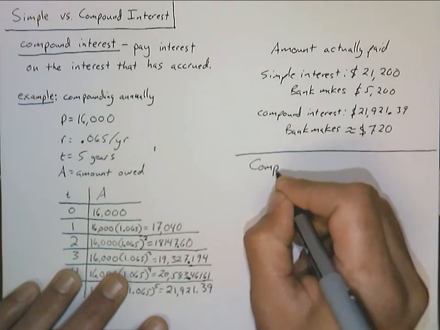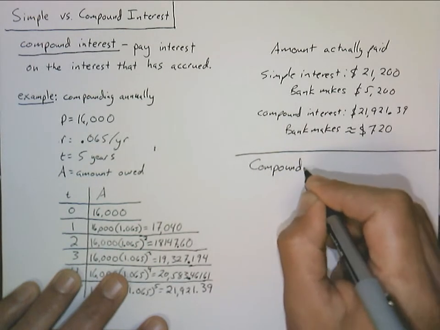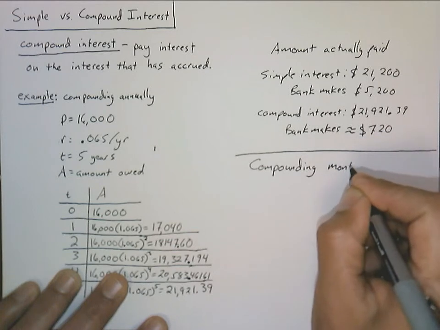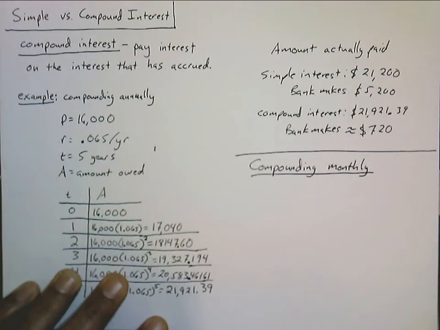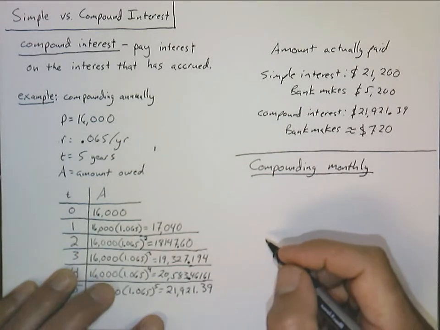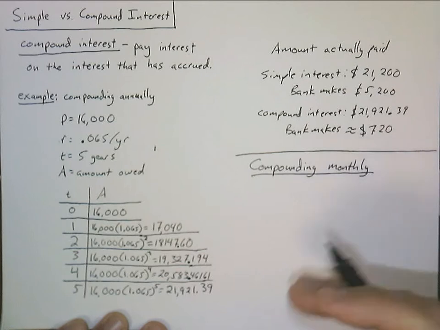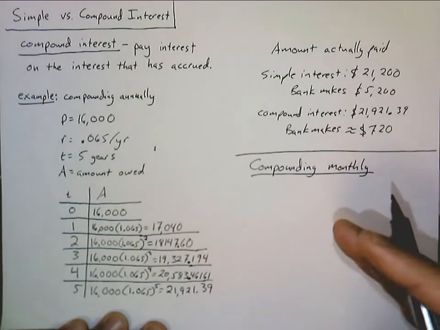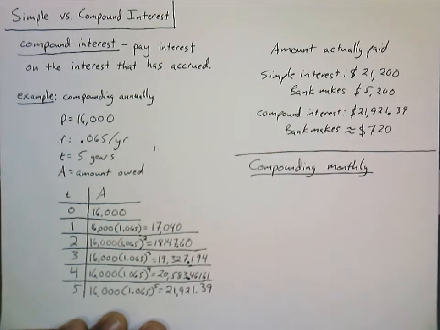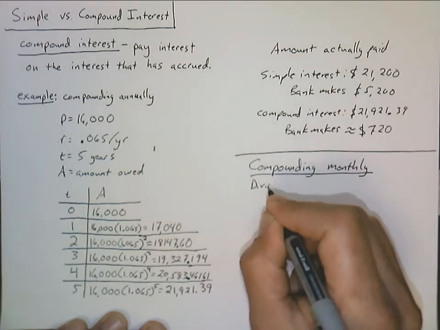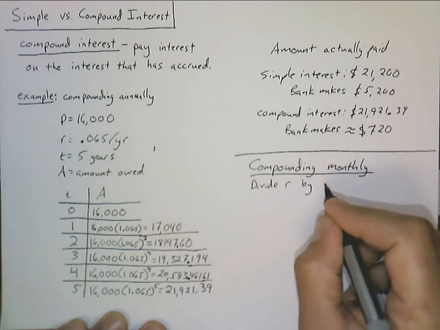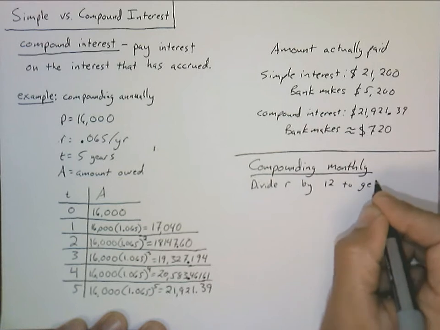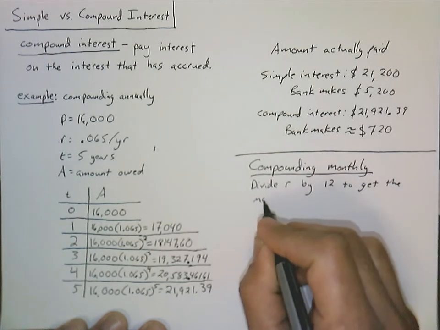Suppose the bank wanted to compound the interest monthly. Yes, they can do that. So what's going to happen here is every month they're going to roll the interest accrued back into the principal, and you have to pay interest on that interest. So we're going to divide the annual interest rate, R, by 12 to get the monthly interest rate.